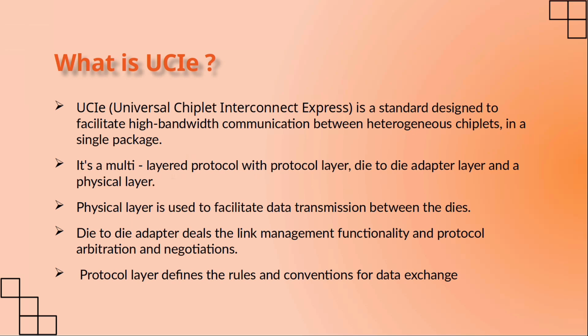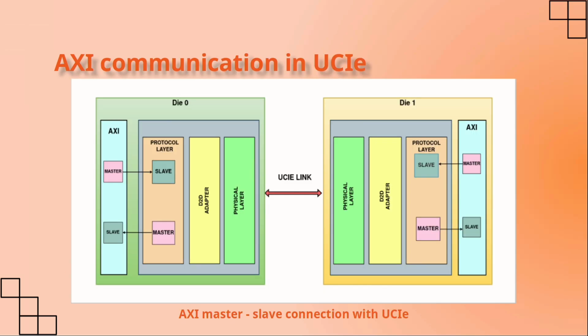This is the block diagram that explains the AXI communication through the UCIe. For convenience of explanation, let us consider the AXI master is connected to die 0 and the AXI slave is connected to die 1. And I am using the term streaming AXI master for the AXI master inside the protocol layer, and similarly streaming AXI slave for the slave inside the protocol layer.